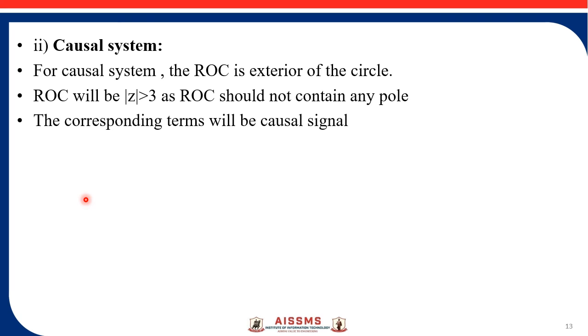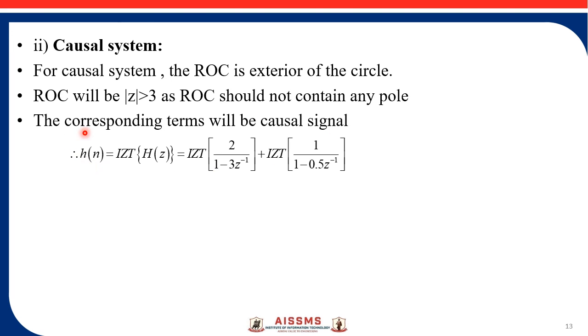The second condition was if the system is causal. Now we know that for a causal system, the ROC is the exterior of the circle. ROC will be mod Z greater than 3 because it is the exterior of the circle, and as the ROC should not contain any pole, because the second pole was 0.5, that is why ROC should be mod Z greater than 3. And the corresponding terms will be causal signals. So H of n will be the inverse Z transform of both the expressions. So it is 2, which is a constant, into 3 raised to n u of n plus 0.5 raised to n u of n.